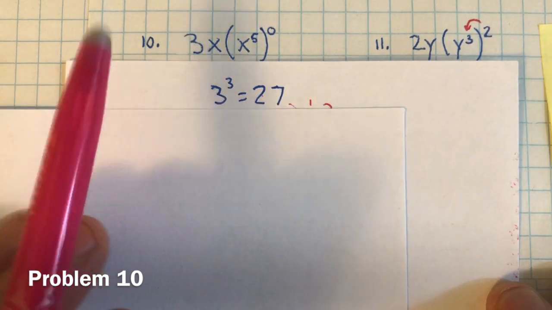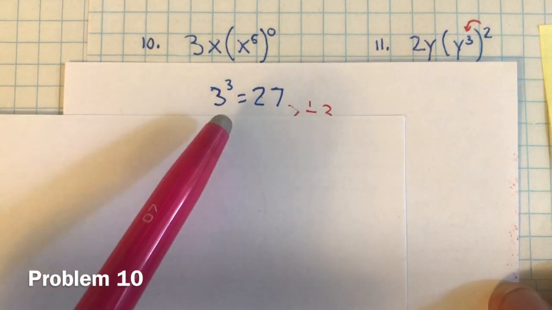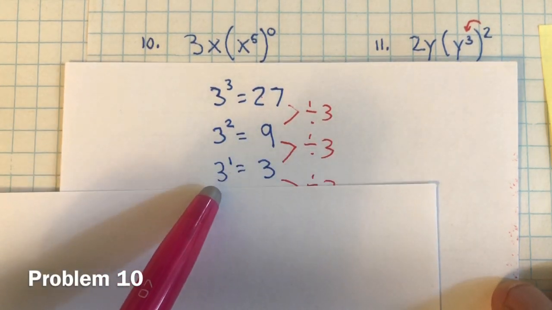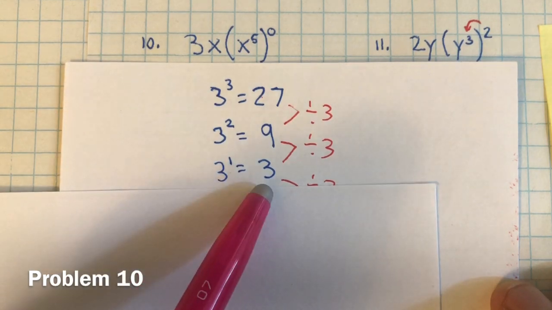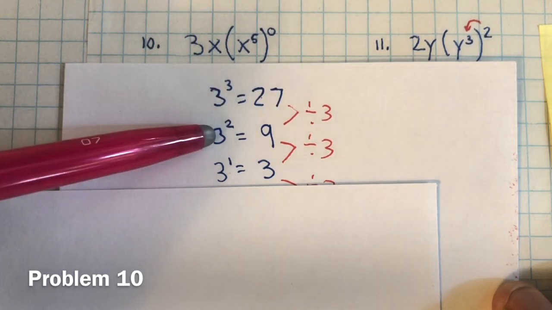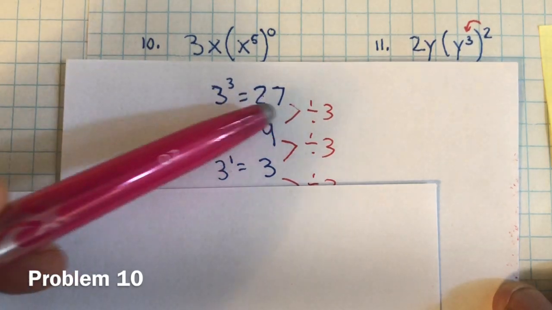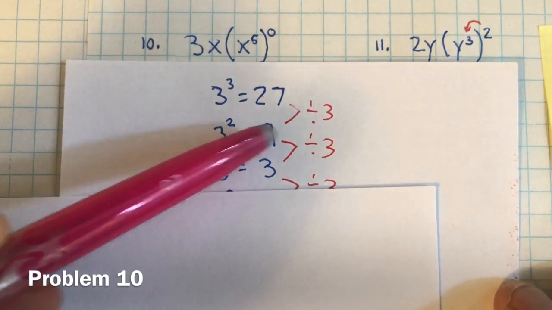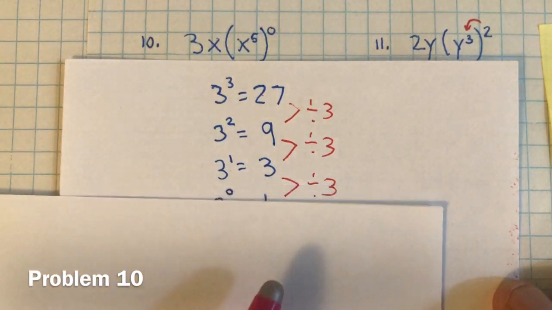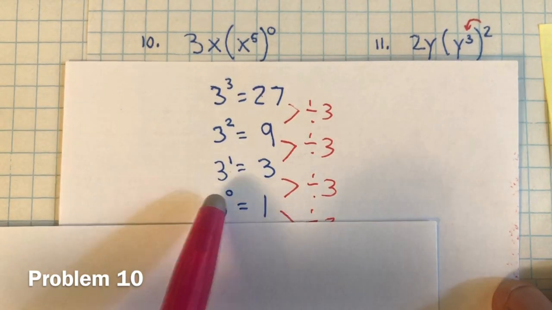So if I have 3 to the third power, 3 times 3 is 9 times 3 is 27, and then 3 squared, 3 times 3 is 9, and then 3 to the first, which equals 3, you can see a pattern developing. Each time I decrease the exponent by 1, essentially what I'm doing is dividing by 3. 27 divided by 3 is 9. 9 divided by 3 is 3. So if I follow that pattern, 3 divided by 3 would equal 1. So 3 to the 0 power is 1.